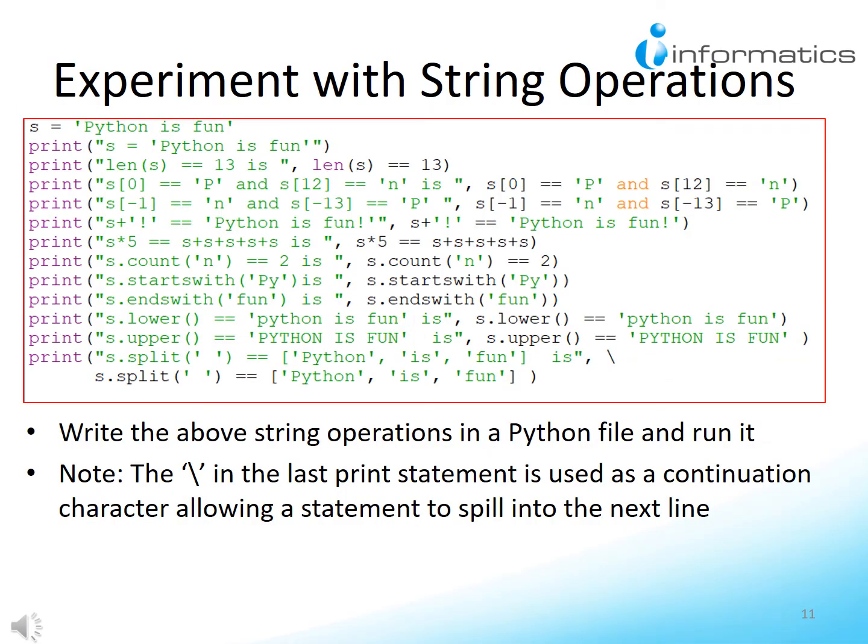Let's do some experiments with string operations. Write the above string operations in a Python file and run it. Note, the backslash in the last print statement is used as a continuation character, allowing a statement to spill into the next line. You should pause this video for the exercise.